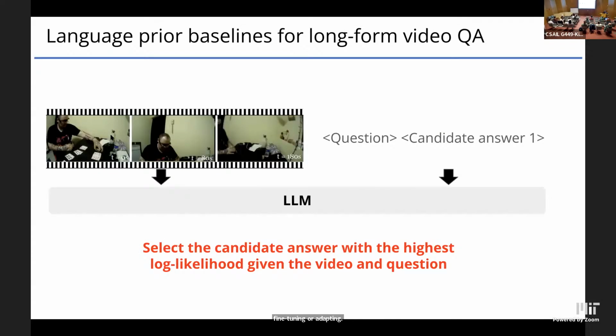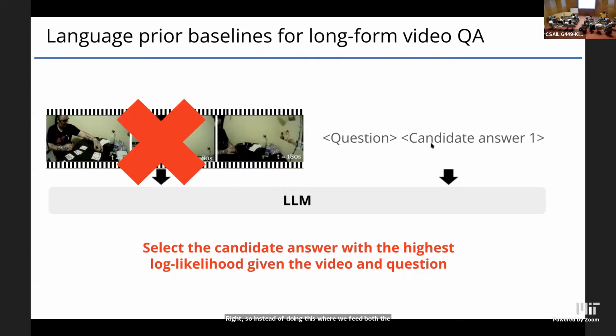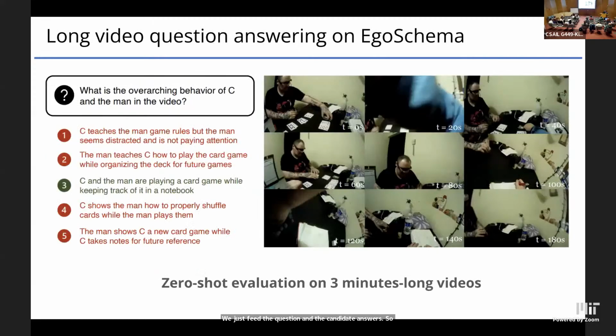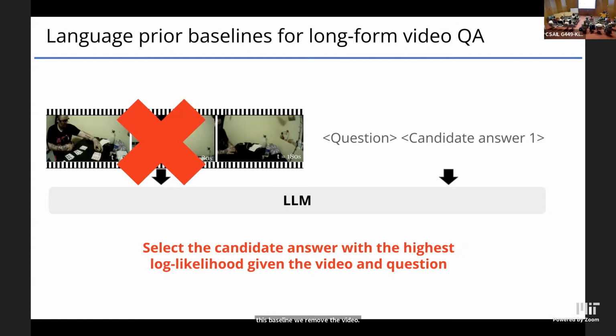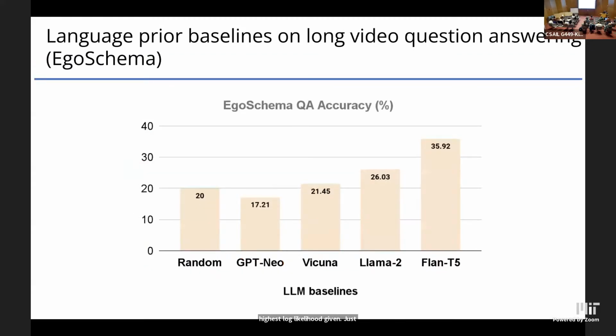Okay, so what I mentioned is, what if we just use the LLM itself as a language prior to do this task? Instead of feeding both the video and the question to the LLM, we just feed the question and the candidate answers. Normally we would feed that plus the video, but in this baseline, we remove the video. Then we choose the candidate answer with the highest log likelihood, given just the question, not the video.